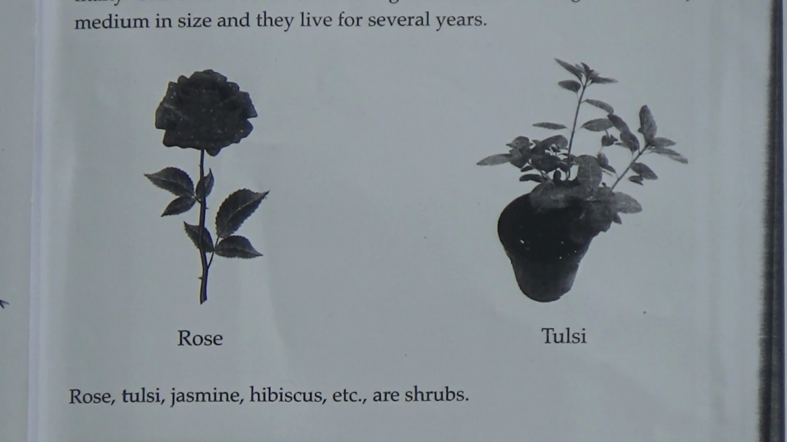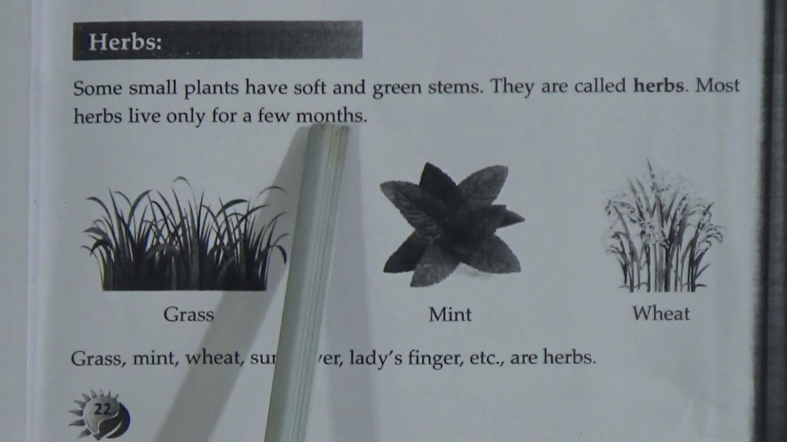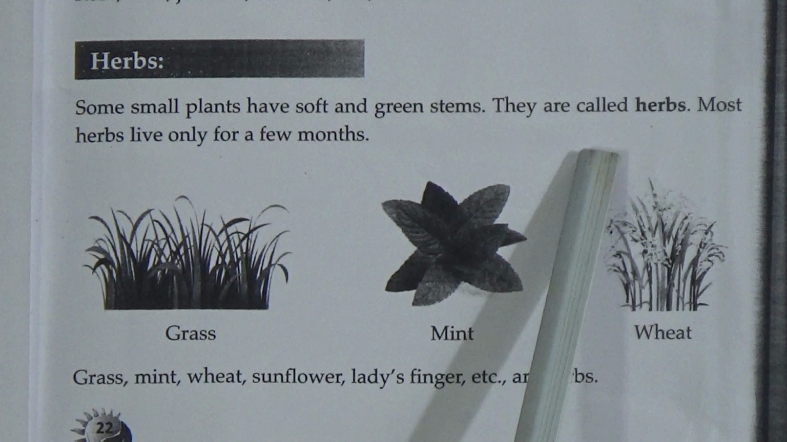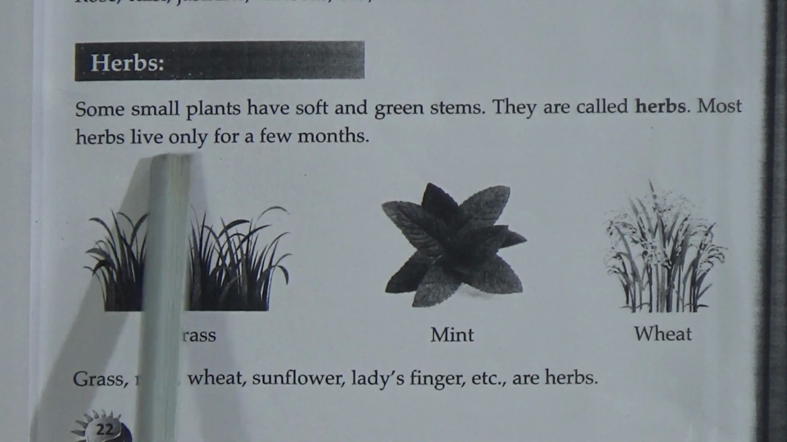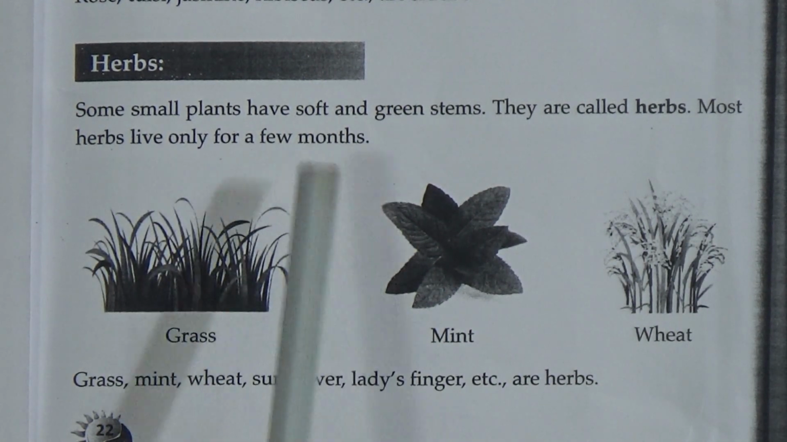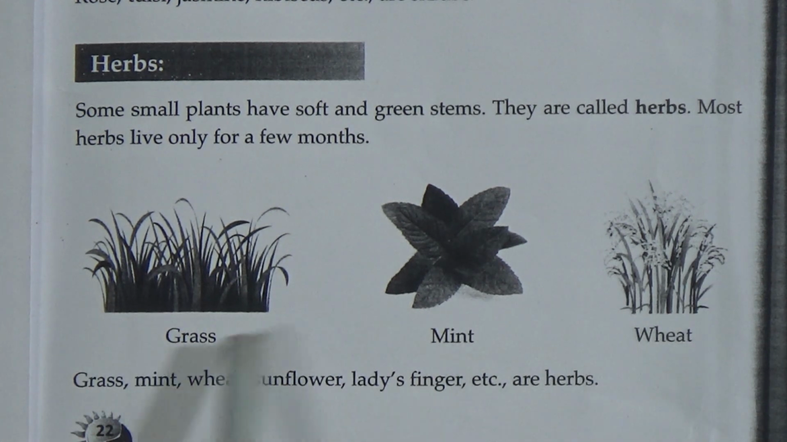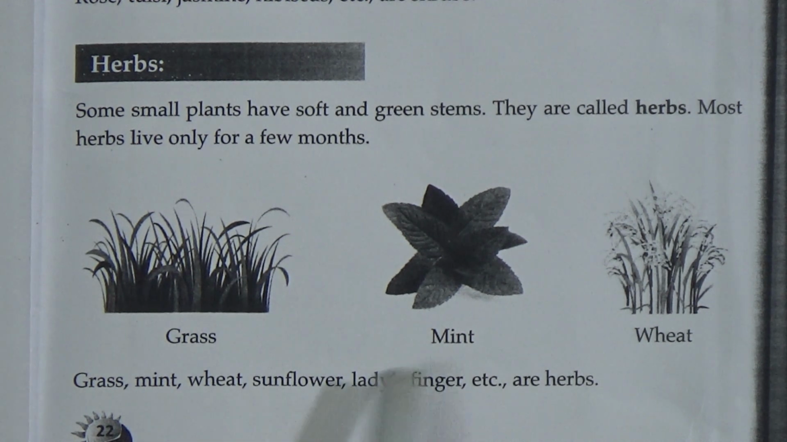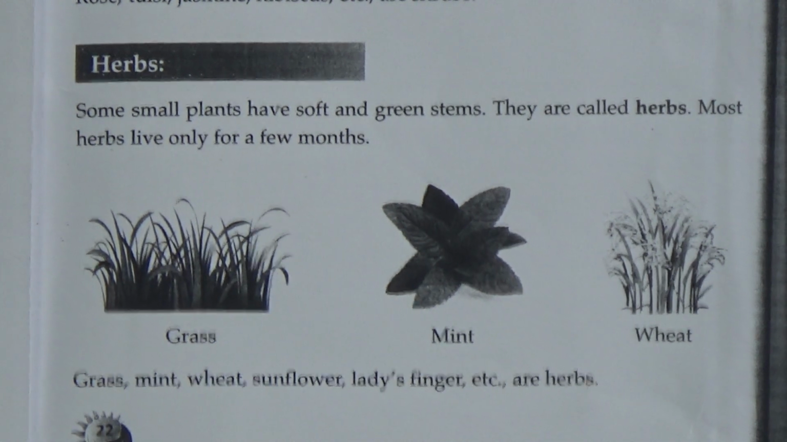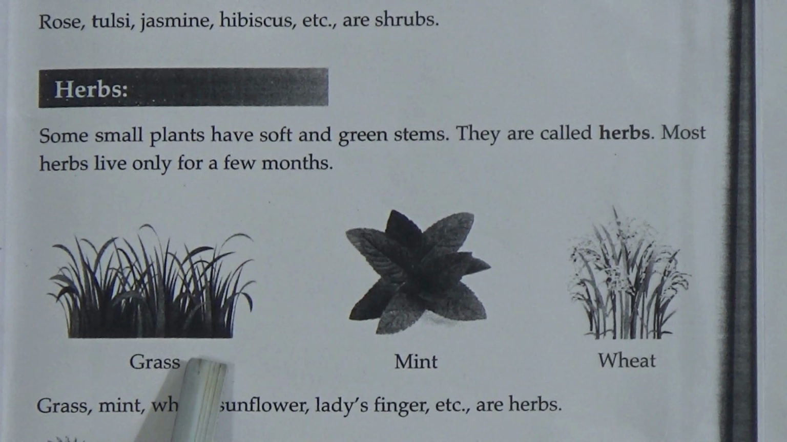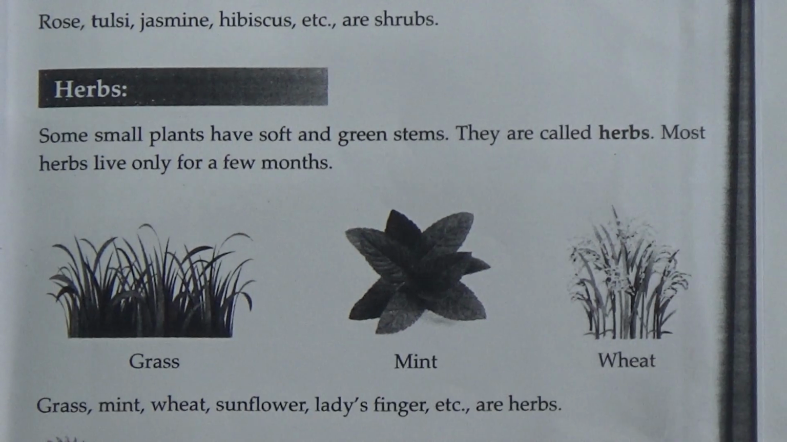are shrubs. Now herbs. Some small plants have soft and green stem. They are called herbs. Most herbs live only for a few months. Here the examples of herbs are grass, mint, wheat, sunflower, lady's finger, etc. are herbs. My dear students, small plants which have soft and green stems, we call them herbs, and most of the herbs live only for a few months.